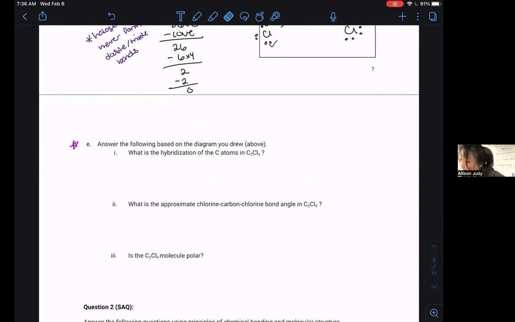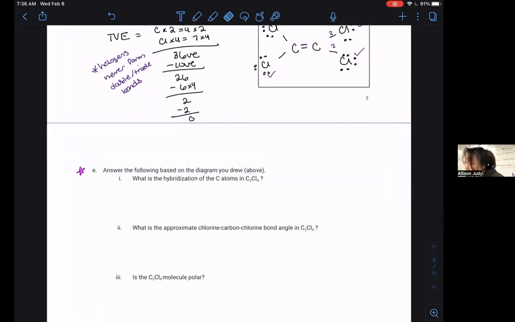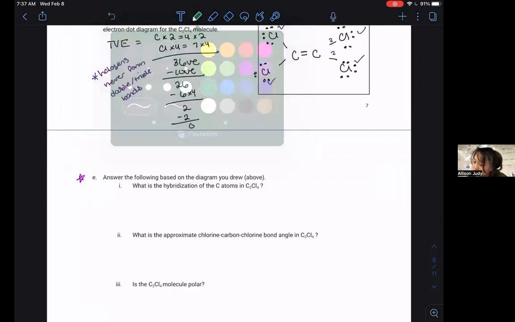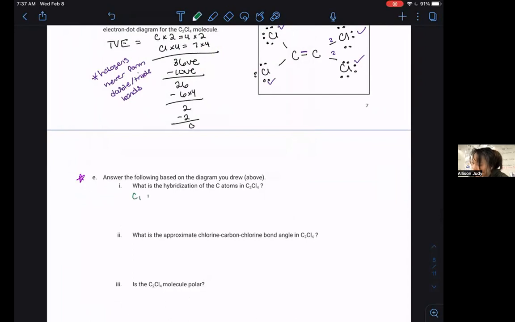Answer the following questions based on the diagram you drew above. What is the hybridization of the carbon atoms in C2Cl4? So according to my structure, let's just label the left carbon as carbon 1 and the right carbon as carbon 2. Both of them have a similar bonding structure. Both have a double bond for one electron domain and then 2 singles coming off of it.